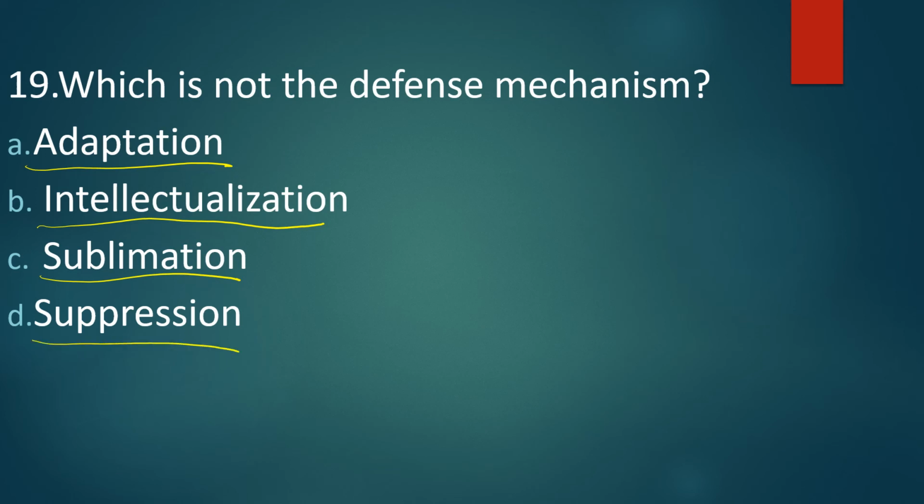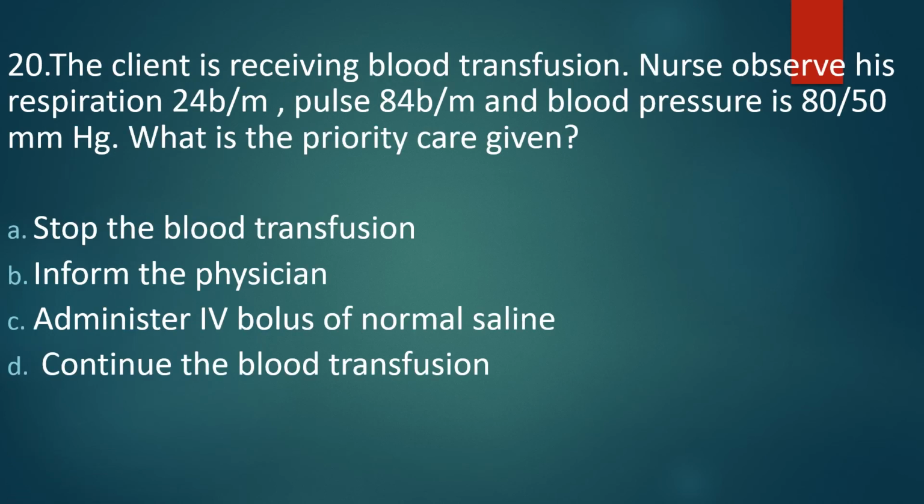Option D is suppression. Suppression is nothing but voluntarily repressing negative thoughts and emotions which he has to forget. He's voluntarily suppressing. That is called suppression. So here, what is not a defense mechanism is adaptation. We shall move to the next question.